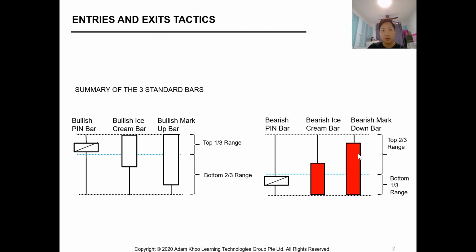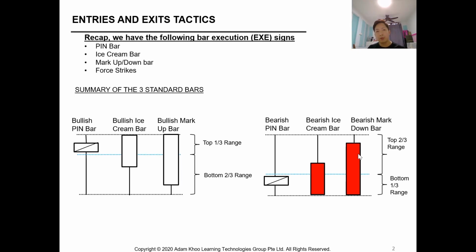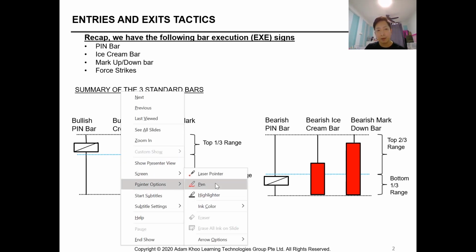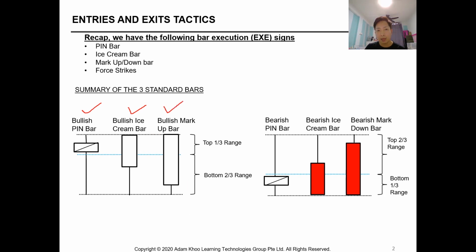Before we begin, let's do a recap on the summary of the three standard bar formations that I covered in the previous video, on your bullish EXE and the bearish EXE. If you want to recap, please watch the previous video where I go into details on their significance and how to identify the criteria for the individual EXE bars. This here is just a summary. You have a bullish pin bar, bullish ice cream bar, or bullish markup bar. Either one is your bullish EXE, and your bearish pin bar, bearish ice cream, and bearish markdown bar. So we have these three here.